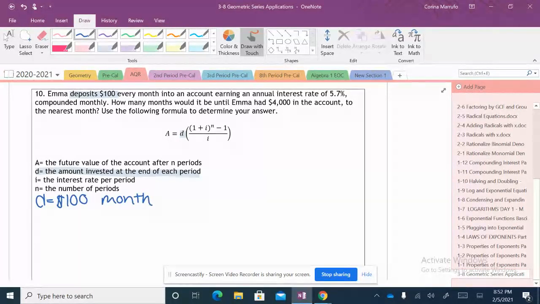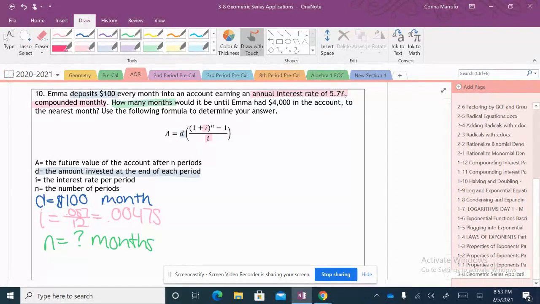Okay, and then next it says that it earns an annual interest rate of 5.7% compounded monthly. Okay, so because it is an annual interest rate I, 5.7%, so 0.057, we are going to have to divide that by 12 in order to convert it to months, like all of them. So I'm going to go ahead and do that real quick. And that gives me 0.00475. Okay, and that's for my interest rate I. Okay, then it asks how many months. So because they're asking how many months, that means that we're looking for n equals question mark in terms of months.